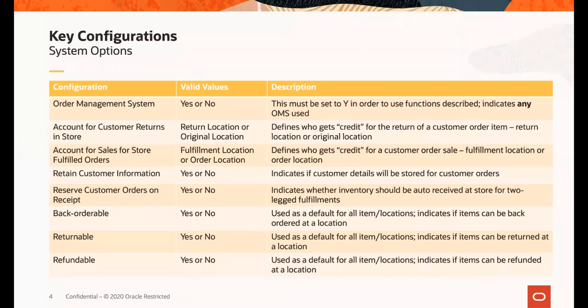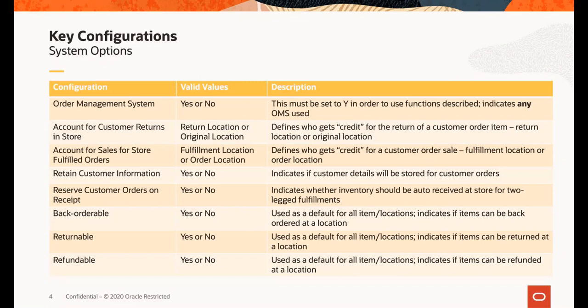So previously, we would have expected two customer or fulfillment orders to come down from order management to handle the first and second leg reservations in each location. But with setting this to yes, now you can automatically reserve the goods as soon as they're received into the store and not require a second fulfillment order to do that.